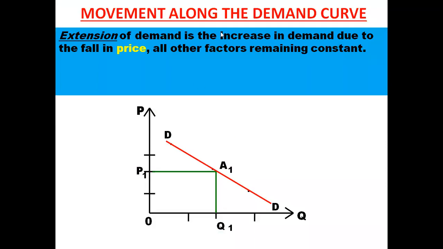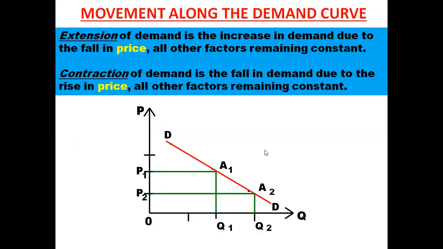Now, extension of demand is the increase in demand due to the fall in price, all other factors remaining constant. That is, only when there's a price change or a fall in price, other factors affecting demand remain constant. Then there's an increase in demand. Let us see how. When the price falls from P1 to P2, the quantity demanded by the consumer increases to Q2 units. On the same demand curve, we get a point A2. So there's a downward movement along the same demand curve from A1 to A2.